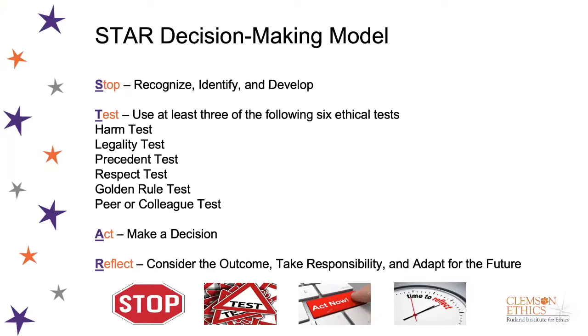So just to give you a brief overview before we present the example of the ethical dilemma and break it down, here's a condensed version of the STAR model. It is simple to remember what the acronyms stand for. So again, you have stop: recognize, identify, and develop. There's test: use at least 3 of the following 6 ethical tests: the harm test, the legality test, the precedent test, the respect test, the golden rule test, or the peer or colleague test. Third, you're going to act. That's just making a decision. And fourth, you're going to reflect. Consider the outcome, take responsibility, and adapt for the future.